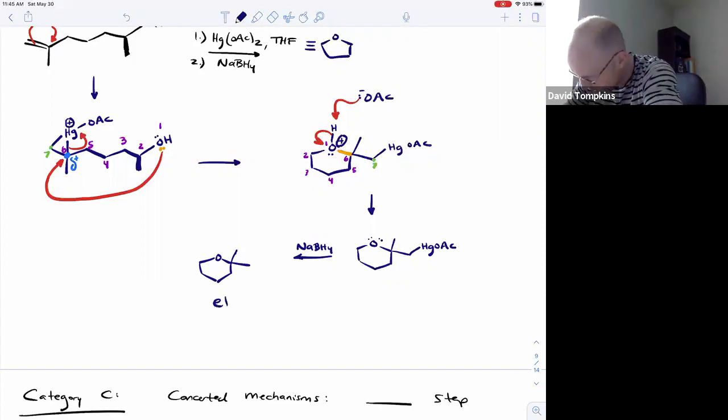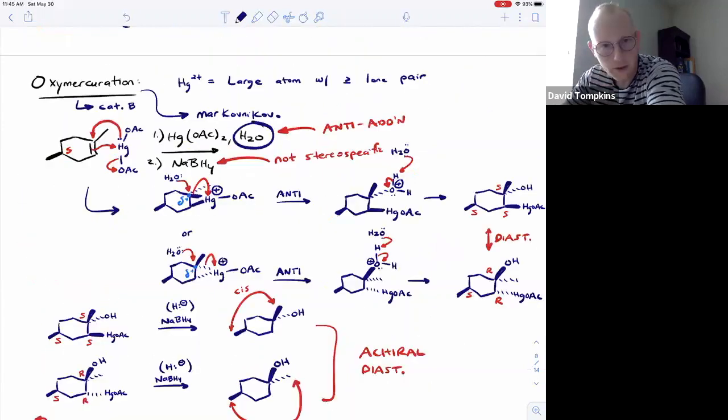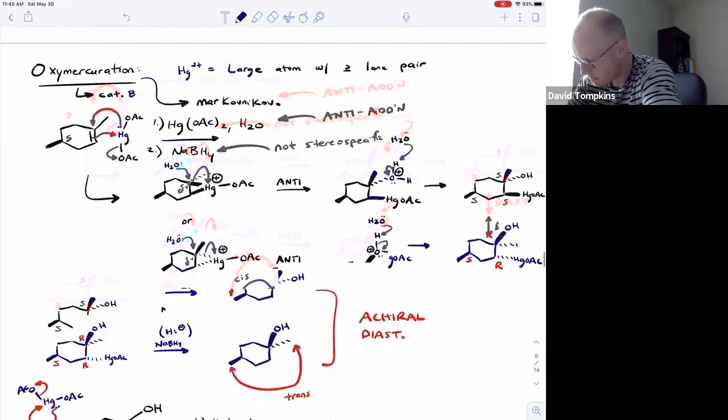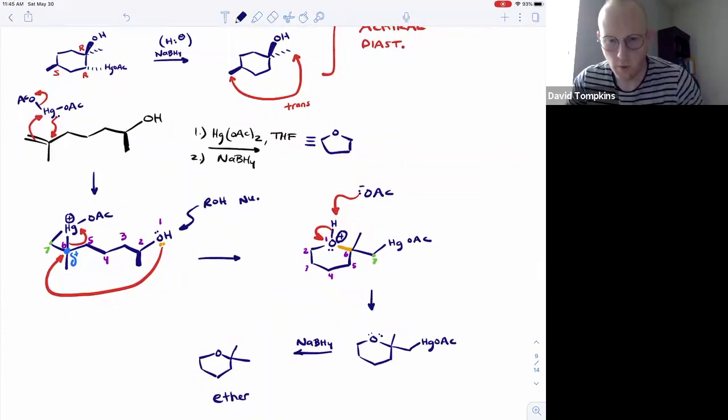So this time we get an ether because we started with an alcohol nucleophile, whereas in the last example, we started with a water nucleophile, and that made an alcohol product. Okay, so you can use either alcohol or water nucleophile with a mercurinium ion or a mercury bridge and successfully make a new oxygen-containing substrate or a new oxygen-carbon bond in your product.